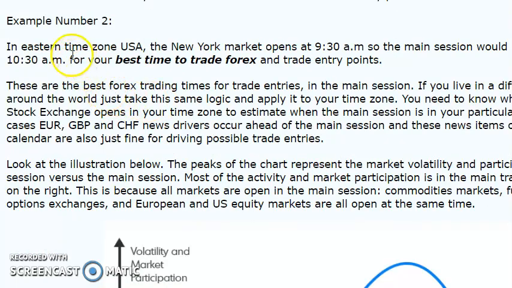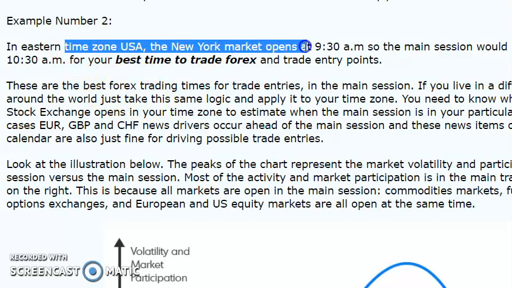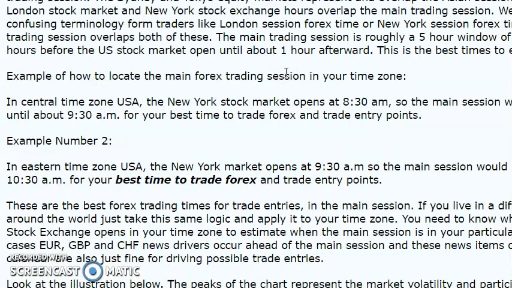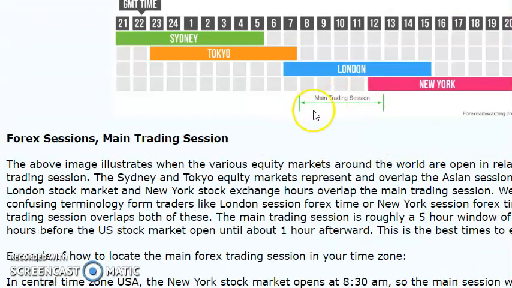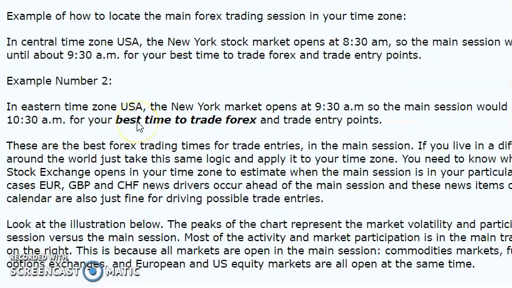Example number 2 is right here on the East Coast of the United States. So what you want to do, depending on your location, whether you live in London or Johannesburg or Sydney, no matter where you live, use these examples. Find where the New York Stock Exchange opens in your time zone and then calculate where the main trading session would be in your time zone, because it's different everywhere.